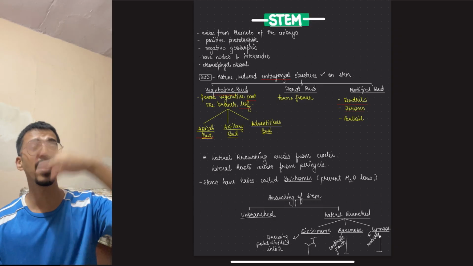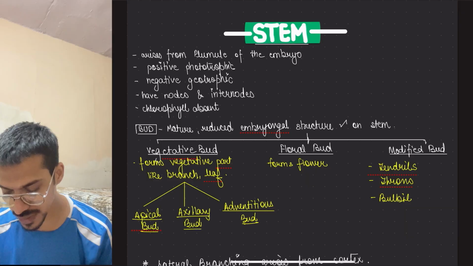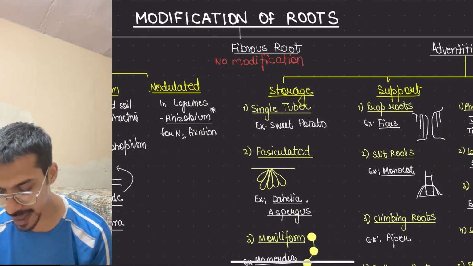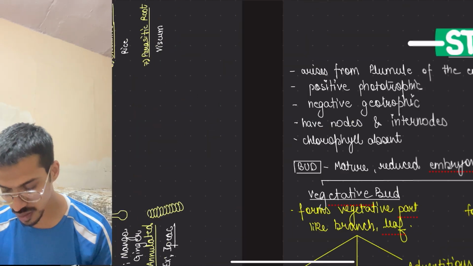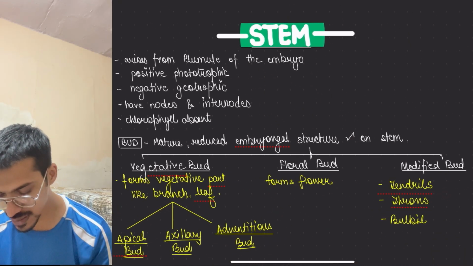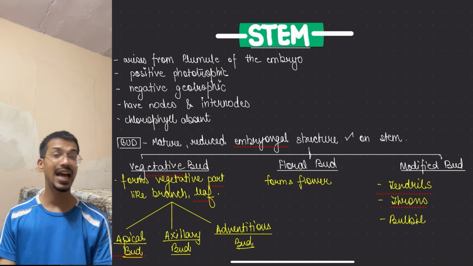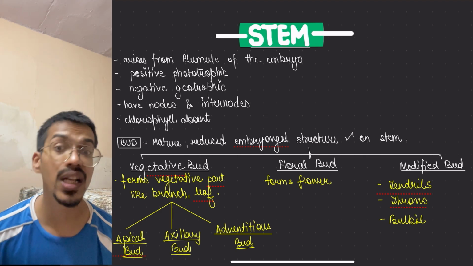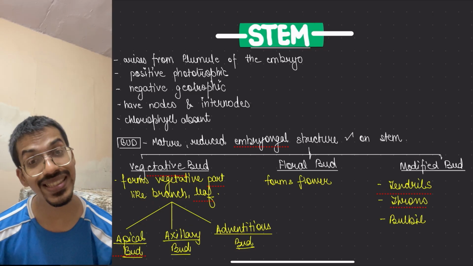Let's go to the next part of the plant, that is stem. Now stem is what? It arises from the plumule of the embryo. I told you that embryo has two parts, radicle and the plumule. R for radicle, R for roots has been formed. Plumule will form what? It forms the leaves as well as the stem part of it.